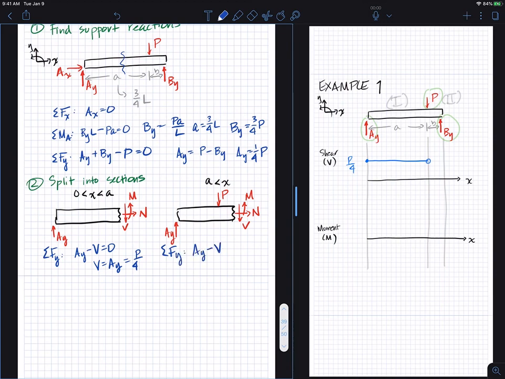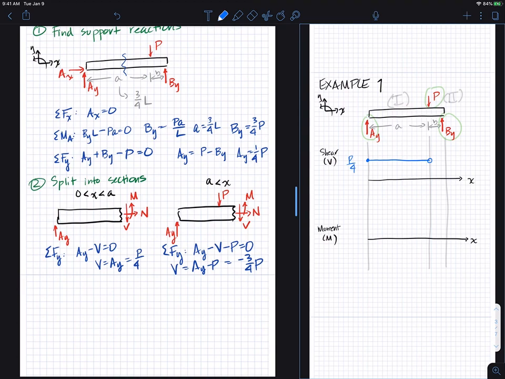AY minus V minus P equals 0. So I know V is equal to AY minus P. AY up above was 1/4 P, so I know V is equal to minus 3/4 P. So at this point, on the right-hand side, obviously I haven't drawn these very well to scale, but I know that this is going to come down here, and then this will be the case all the way to the end.